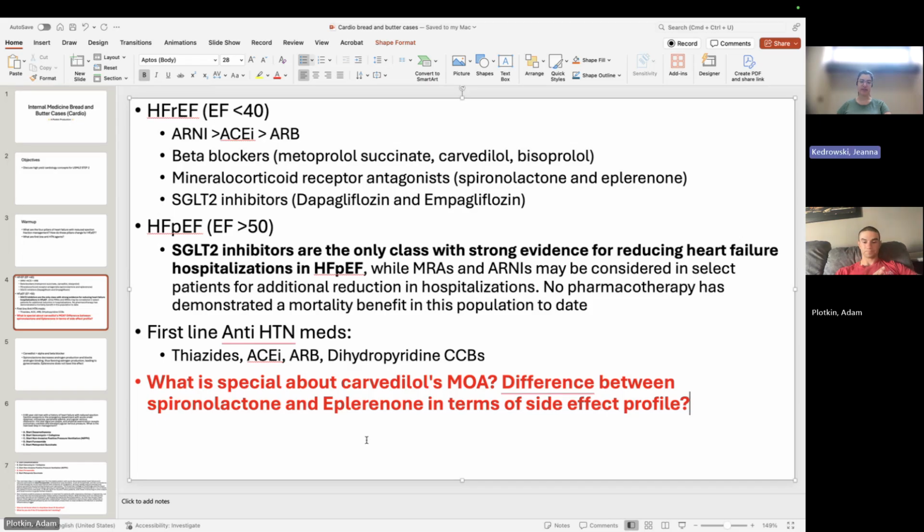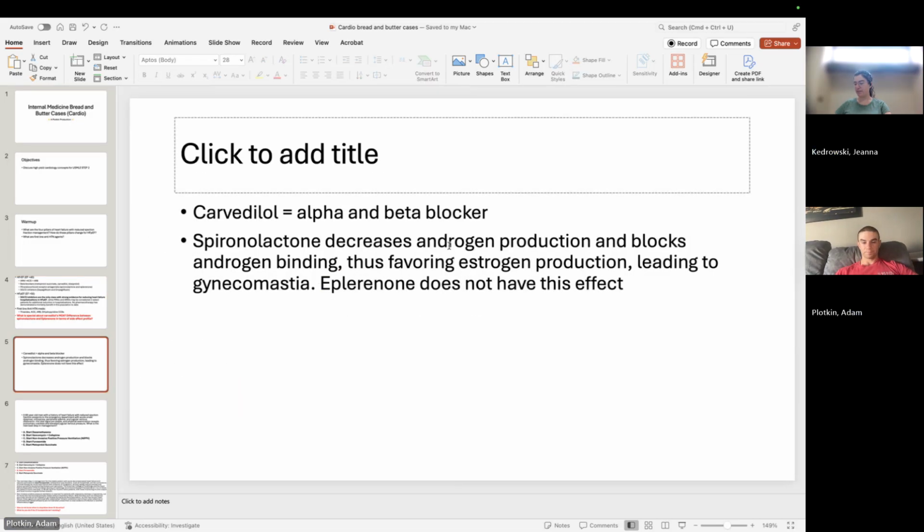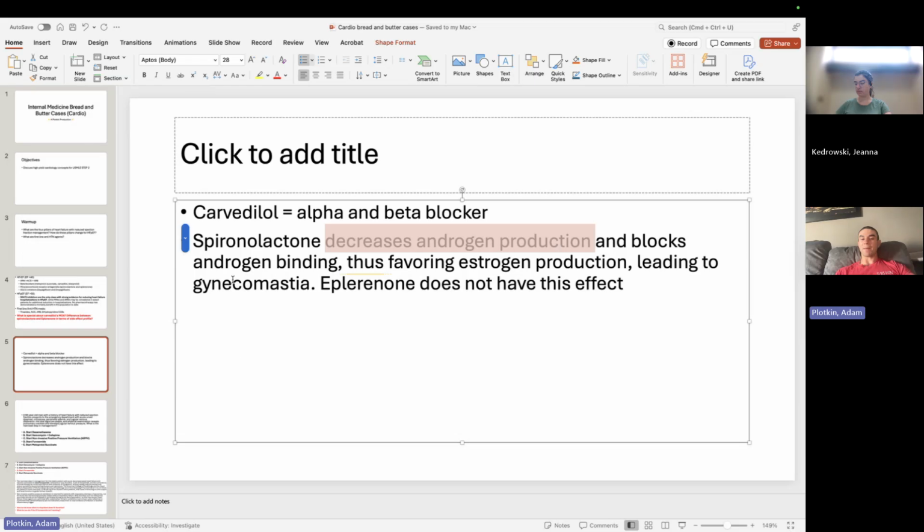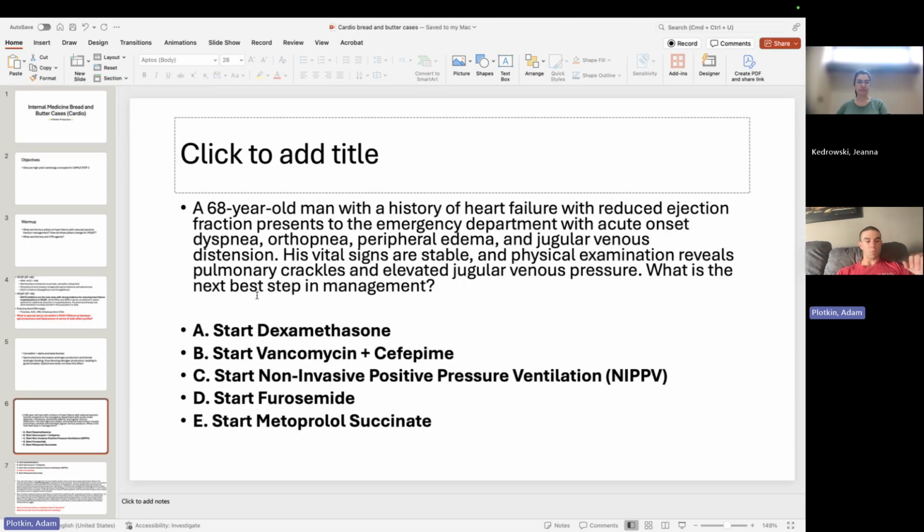And then side effect profile, the big thing is spironolactone can cause gynecomastia. That's pretty negative for most men. Absolutely right. So carvedilol, alpha and beta blocker. Spironolactone decreases androgen production and blocks androgen binding. It favors estrogen, can lead to gynecomastia. Spironolactone is dirt cheap. Eplerenone is a lot more expensive, so you just weigh the risks and benefits. But be on the lookout. That's an easy question to get on Step 2. We'll move on from there.